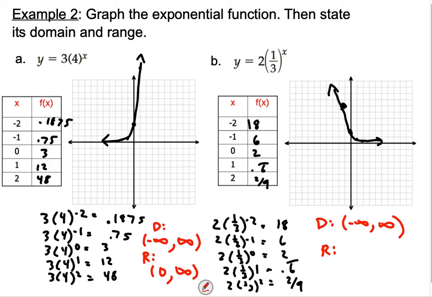The range, so look bottom to top here. So at the bottom there, it's approaching 0, but not including 0. And at the top there, it keeps going up, up, up forever and ever. That's infinity. So parentheses, 0, comma infinity, parentheses.